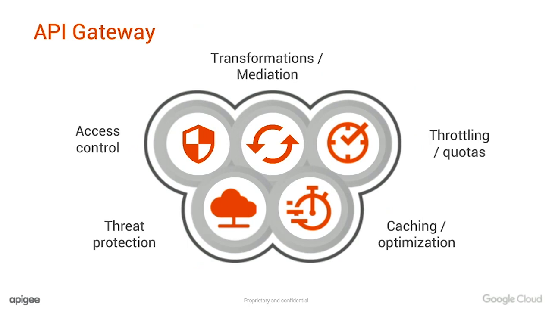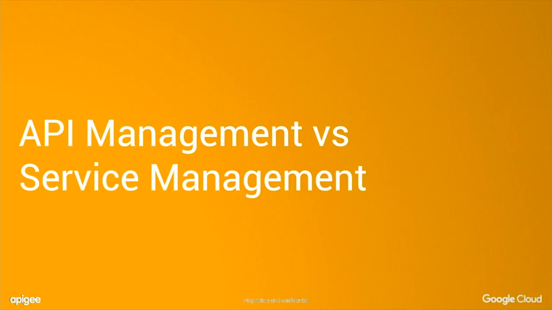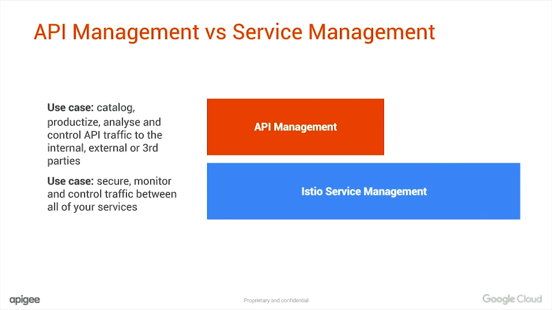Then there is the aspect in an API gateway. Within an API gateway, I want the ability to do transformations and mediations. I want the ability to do throttling and quotas. I want threat protection for my JSON and XML payloads, and I want some caching optimization techniques to be available. These are certain cross-cutting concerns that you want in a gateway so that, again, individual microservice developers don't have to do it. So keeping these in mind, let's now compare API management and service management.